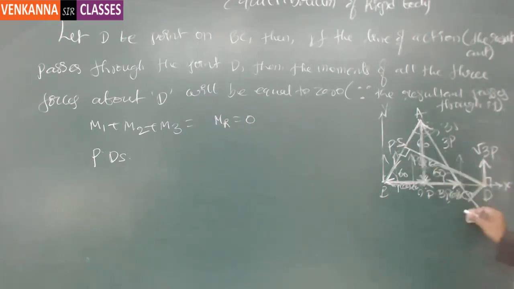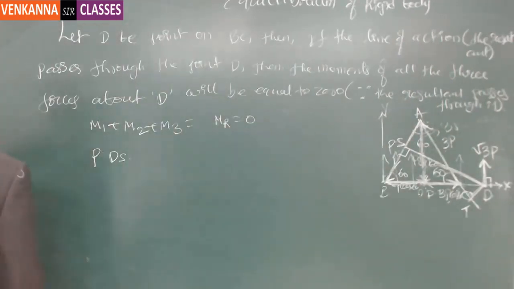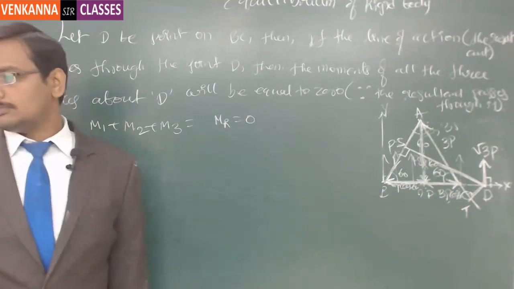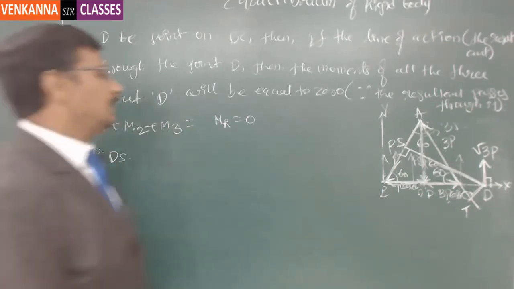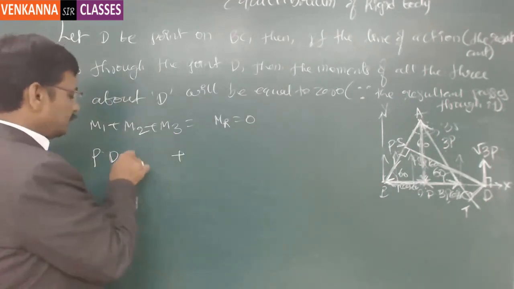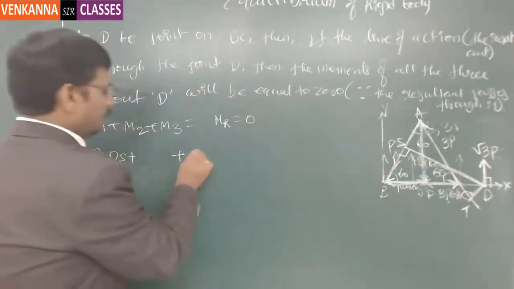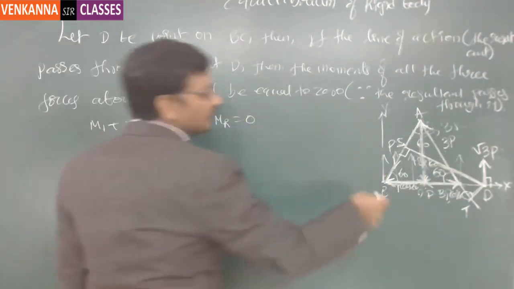So if I call this as S, then I call this as T. So this point is T. Now dt is the perpendicular distance. I hope everybody understood that. Understood? Okay. So dt is the perpendicular distance. So for M3, the force magnitude is 3p and the perpendicular distance is dt.